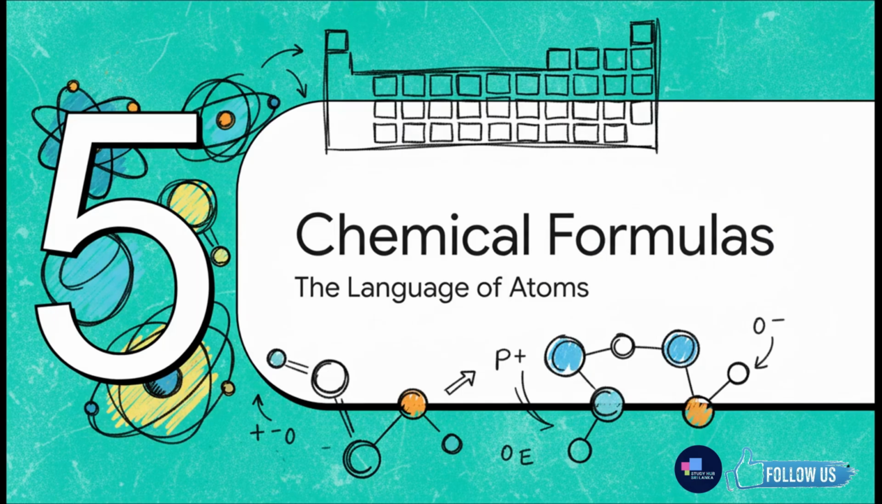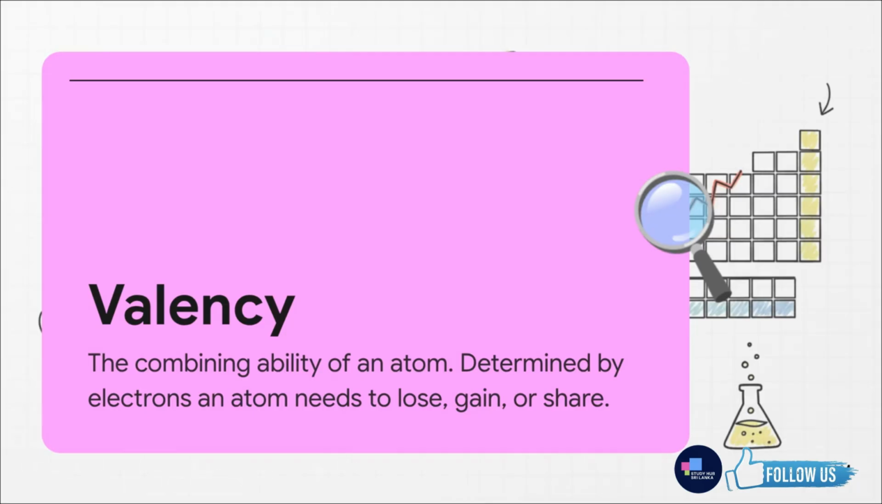All right, for our last section, let's learn how to speak the language of chemistry. We're going to figure out how elements combine to make compounds like water or salt, and how we write that down. And the key to this whole thing is something called valency. You can think of valency as an element's combining power. It tells us exactly how many bonds an atom can form, which is what we need to know to write our formulas correctly.